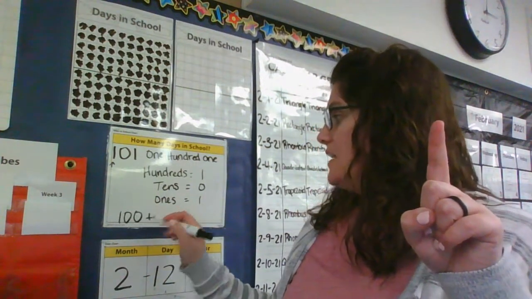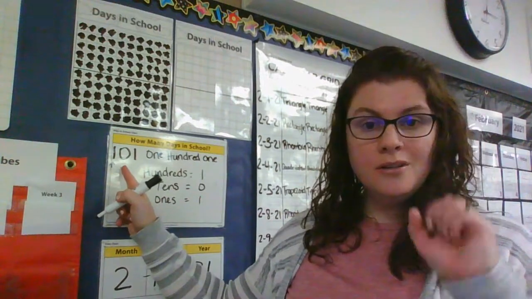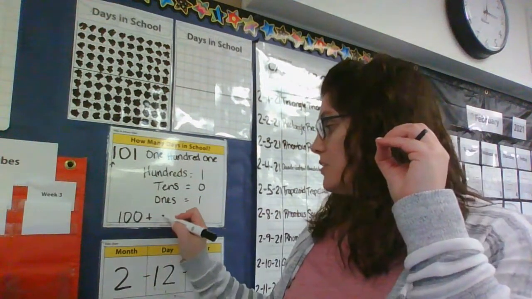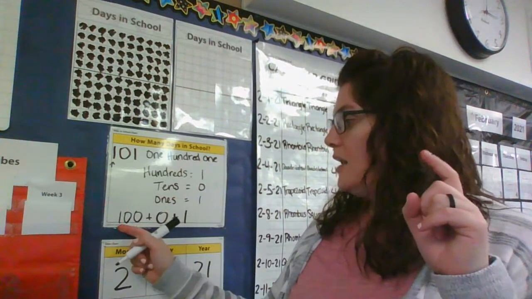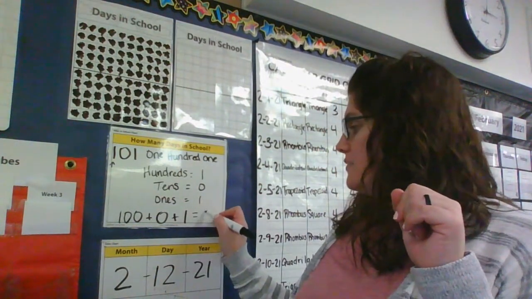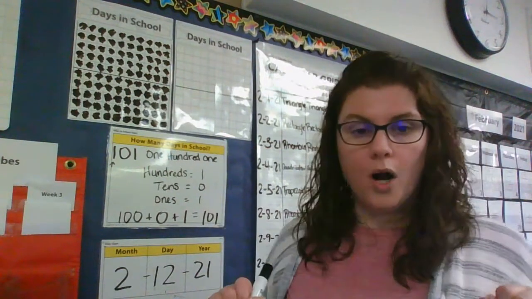Okay. Now we need to add our tens. How many tens do we have? 0 tens. So we're going to say plus 0. And then how many ones? Just one. So that means we have one day all by themselves. So we have 100 plus 0 plus 1 gives us our 101.